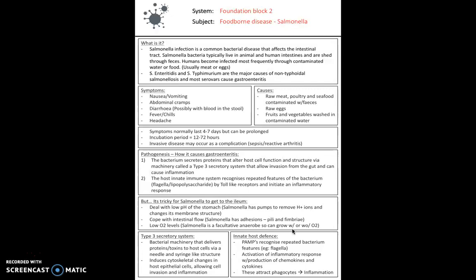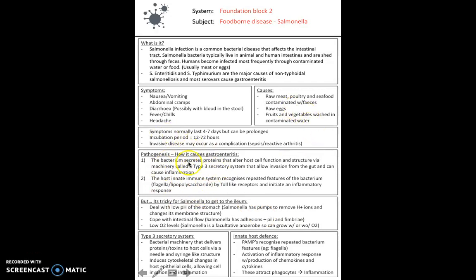Now, two foodborne diseases to be aware of, so I'm just going to briefly touch on these. The first one is Salmonella, which is a common bacterial disease that affects the intestinal tract, and it lives in animals and human intestines, and it's shared through feces. So humans normally become infected through contaminated water or food, and usually it's through meat and eggs that we become infected.